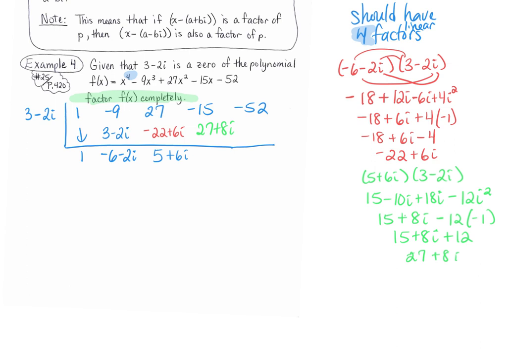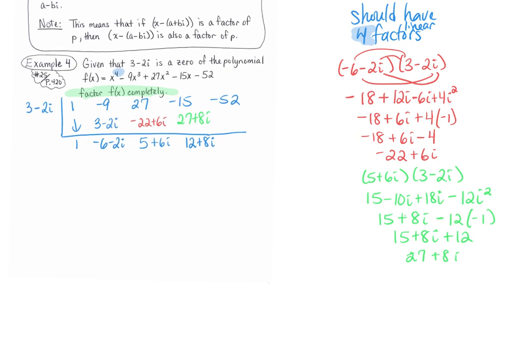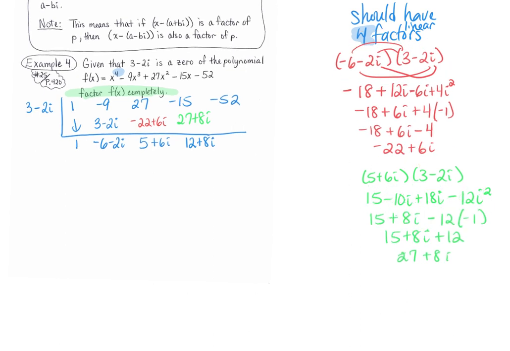What's 27 minus 15? 12 plus 8i. Here you have negative 15 plus 27, which is the same thing as 27 minus 15. So that gives you 12 plus 8i. And so then we have to check. We're told that 3 minus 2i is a 0, so we really expect this to be what? 0.